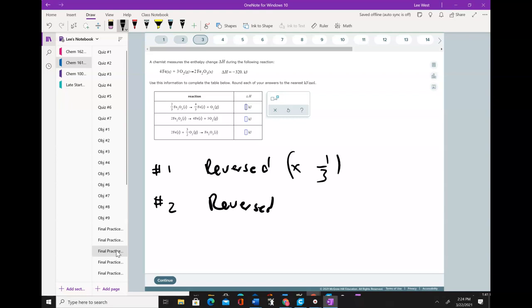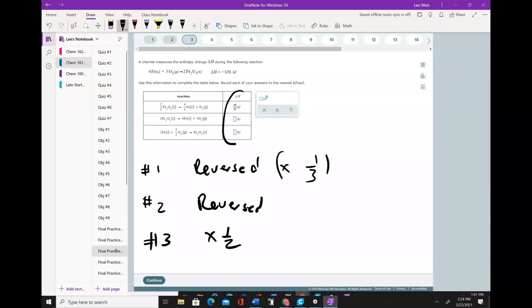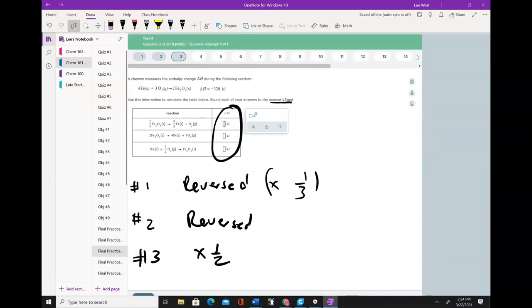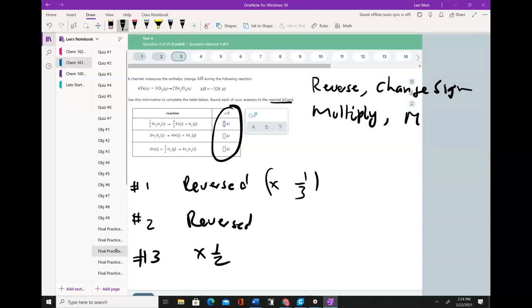And in the third reaction, it looks like everything there was multiplied by 1/2. So we have the same direction, we just multiplied by 1/2. Now, we're asked to calculate the new enthalpy for these reactions, to the nearest whole kilojoules per mole. And the key thing to remember is that when you reverse a reaction, you change the sign on the enthalpy. And when you multiply a reaction, you multiply the enthalpy.